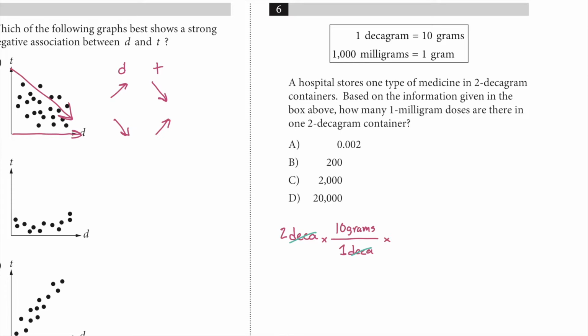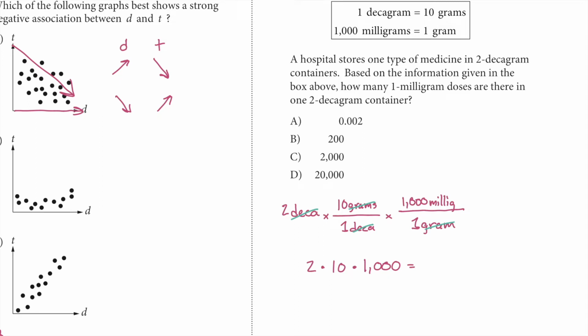But we don't want grams, we want milligrams. And we know that there's 1,000 milligrams in 1 gram. So now the grams cancel out. And we're left with 2 times 10 times 1,000. And that'll be our answer. So we'll do 1,000 times 10 will be 10,000. Times 2 is 20,000. So our answer is 20,000 milligrams.